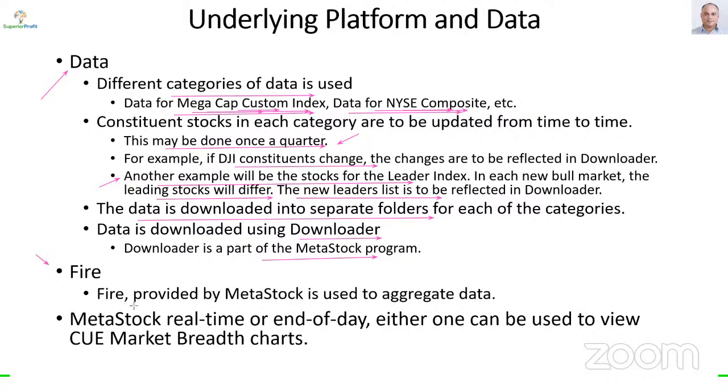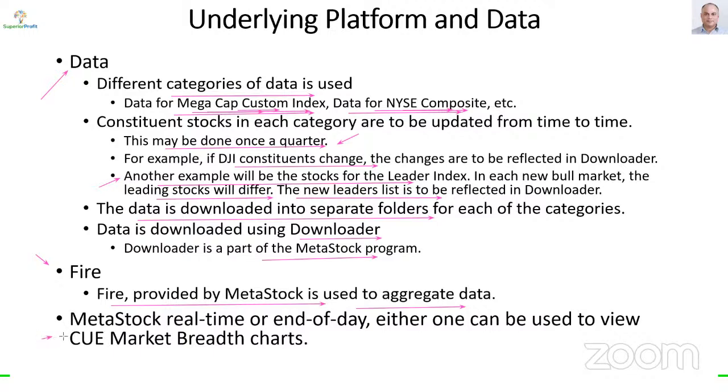Aggregation is done using FIRE. Aggregate what? For example, new high-low percentage or advance-decline. That is aggregation across different indices or dimensions. For that, we use FIRE. FIRE is a very versatile, very customizable program, and I think we have used it better than anyone else, at least that I have seen. It's used to aggregate the data.